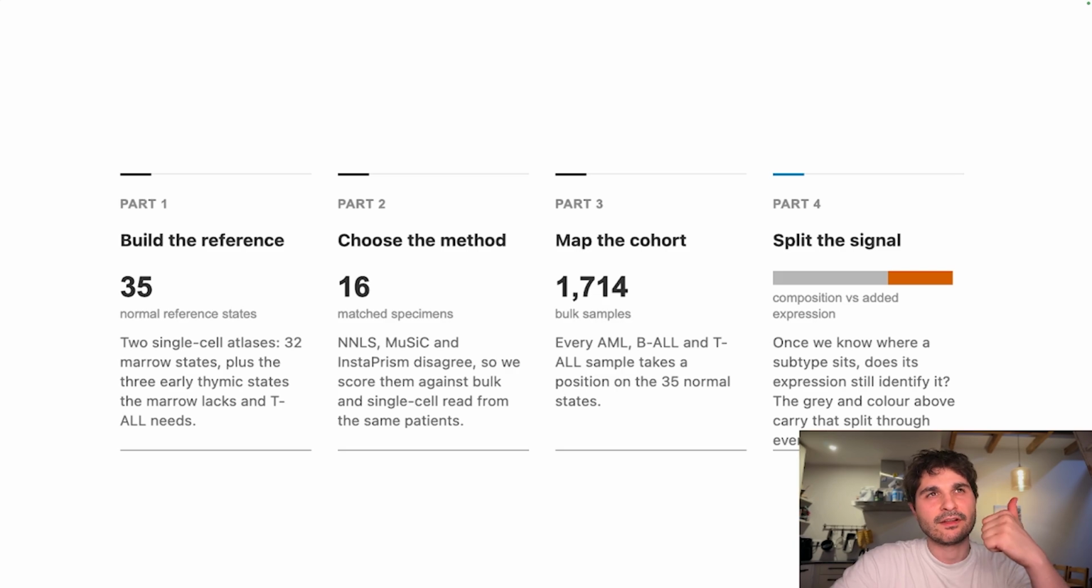I built a single cell reference, and I downloaded matching samples, single cell RNA sequencing and bulk RNA sequencing, to select a cell estimation method. And then I created a bigger cohort of bulk RNA sequences across 3 different diseases, acute leukemia. And then I tried to split this cell composition versus cell-intrinsic signal.